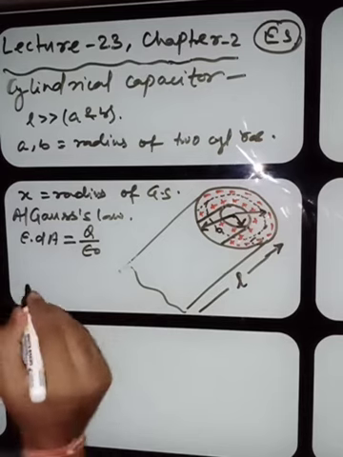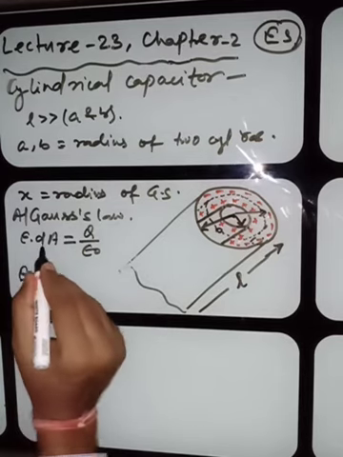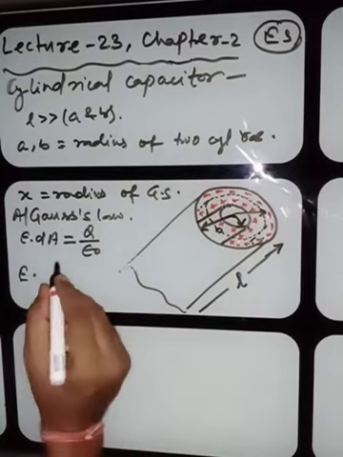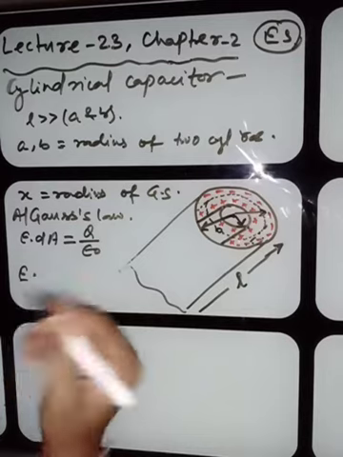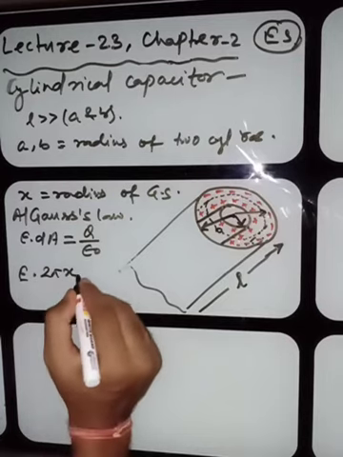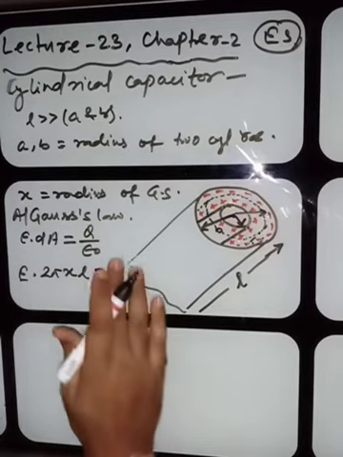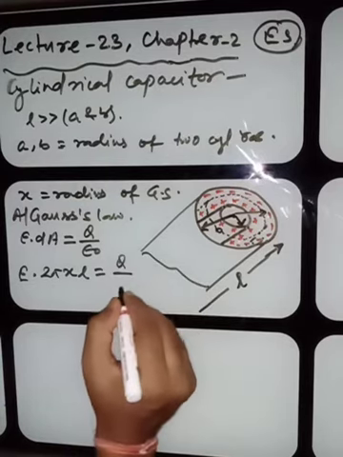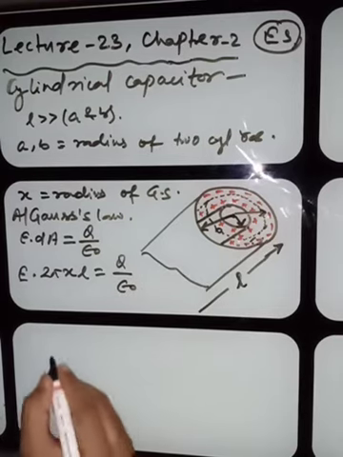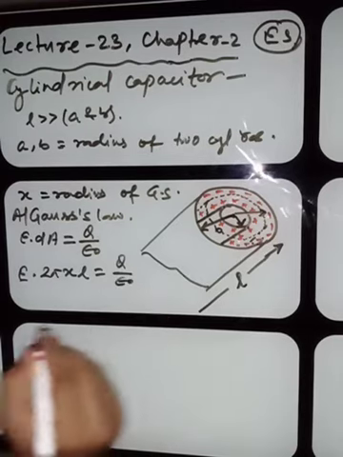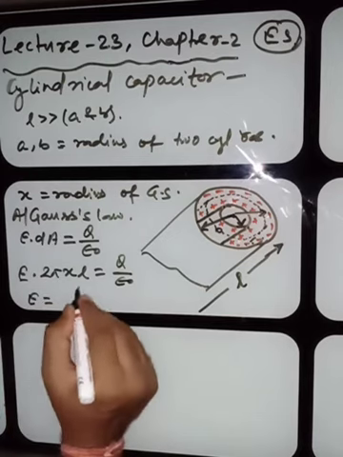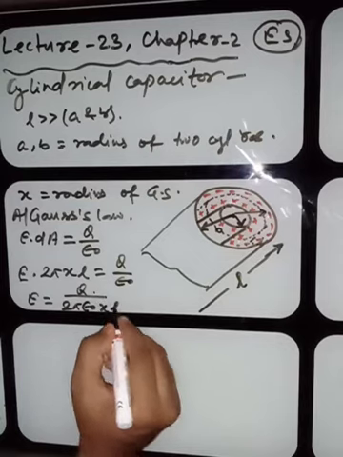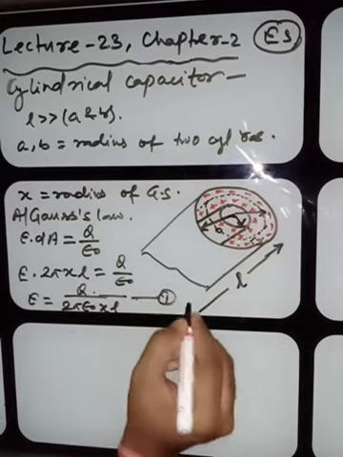Integrating, E dot dA gives the surface area of the Gaussian surface. The radius of the Gaussian surface is x, so the area is 2 pi x times L, and this equals Q by epsilon naught. So E can be written as Q by 2 pi epsilon naught x L. This is equation 1.